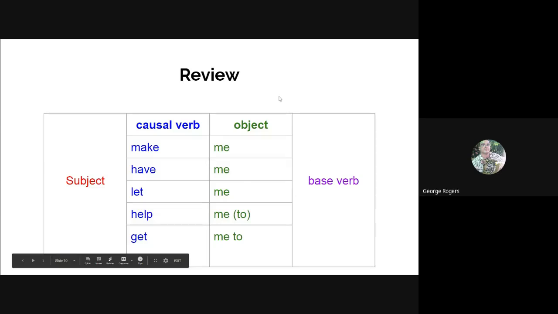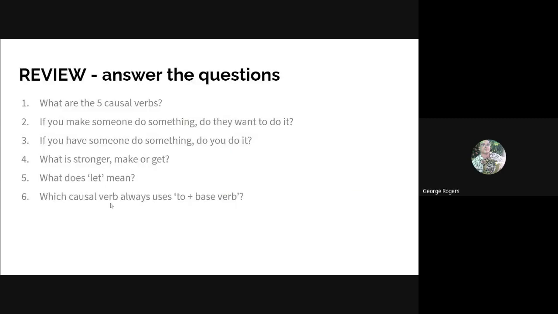So now we're going to look at, again, a lot of practice. Practice comes next. So here are some review questions. What are the 5 causal verbs? Let's see if you can think about them. Remember, there's 5. Just list them.